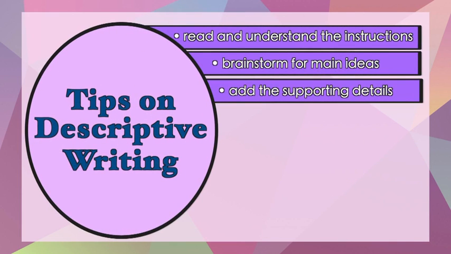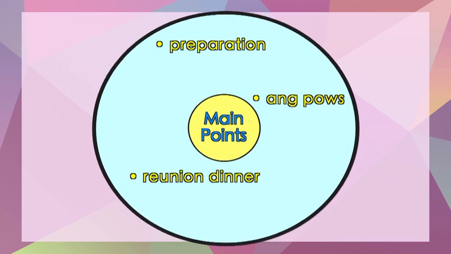Add the supporting details. Now for each point you have chosen, add the supporting details. Write down why you want to talk about these 3 main points. What kind of feelings does it evoke in you? For my essay, I'm going to include these supporting details.